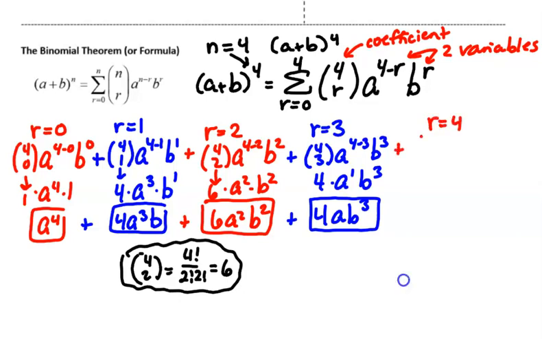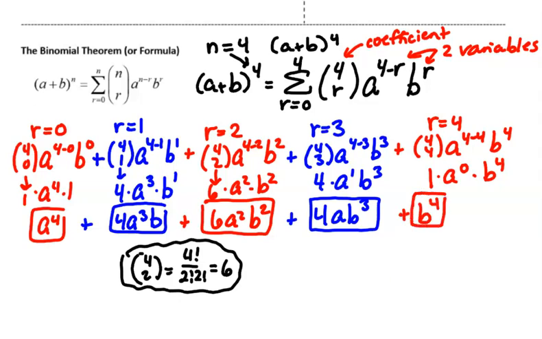And then the last one, r equals 4. So plus 4 select 4, a to the 4 minus 4, b to the 4. How many ways to get 4 out of 4? 1. This would be a to the 0, which is 1, times b to the 4th. So this whole thing just simplifies to plus b to the 4th. There are my 5 terms.